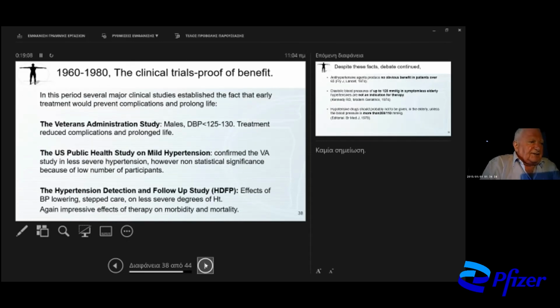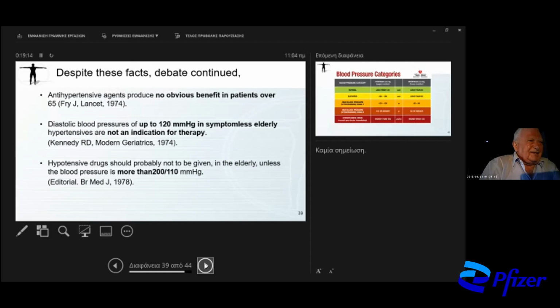Okay, the studies that proved that it's dangerous, you probably know. And despite these facts, debate continued. Antihypertensive agents produced no obvious benefit in patients over 65, Fry published in 1974. So if you are over 65, no benefit if you give antihypertensive treatment, which is very strange for us to hear today.